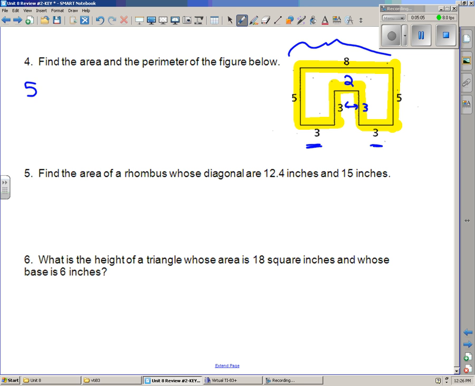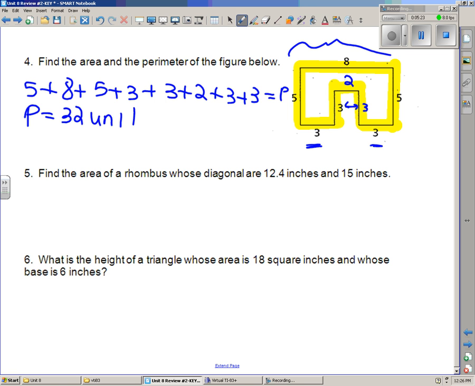I've got 5 on the left, 8 on the top, 5 on the right, 3 on the bottom, 3 on the side, 2 on the top, 3 on the other side, 3 on the bottom. That's my perimeter. If I add up all of those things, I'm going to get 32 units. You're only adding up what's around the figure, not what's in the figure.